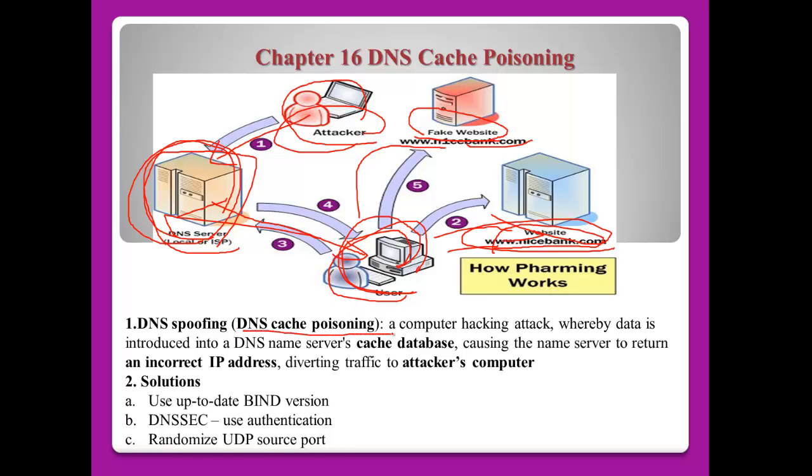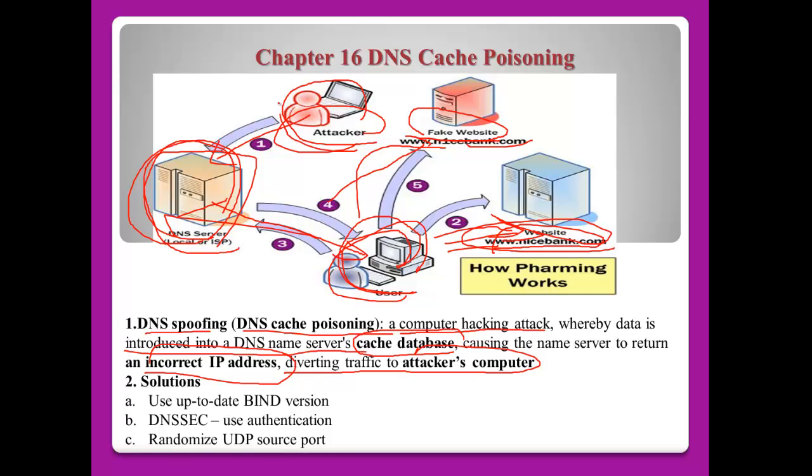Here, DNS cache poisoning and DNS spoofing are the same. It's a computer hacking attack whereby data is introduced into the DNS name servers, especially the cache database, causing the name server to return an incorrect IP address. The domain is the same, but the IP address is wrong, diverting traffic to the attacker's computers. So the attacker will get exact information, such as the ID, password, and serial number of this bank.